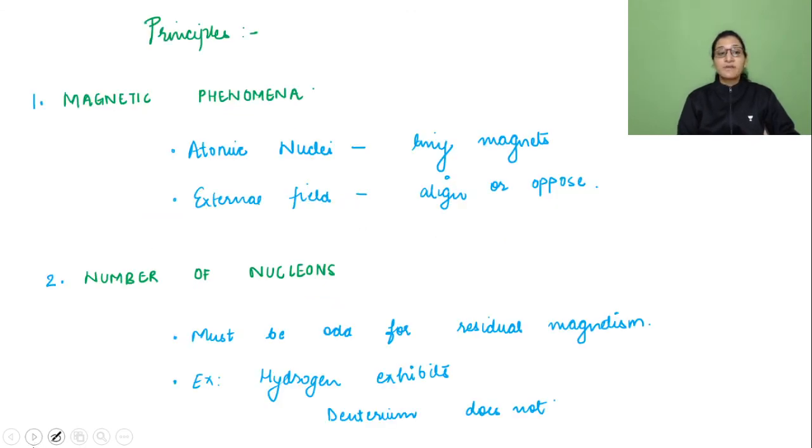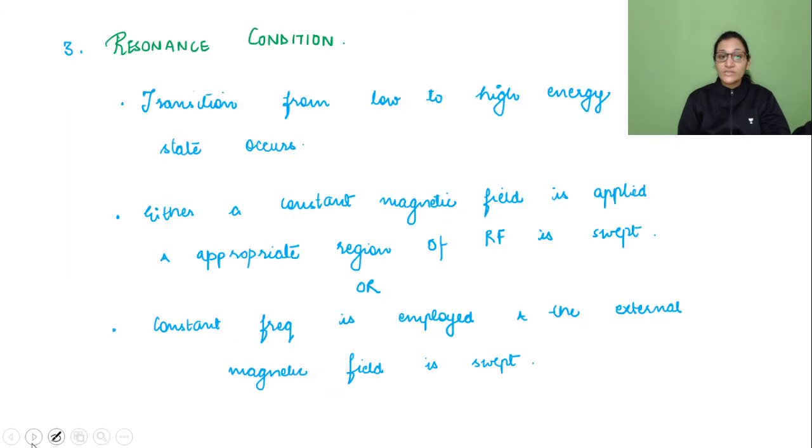Then in principle, we have seen the magnetic phenomena. One is the inherent magnetism of a molecule, and one is the external field. The number of nucleons, how many nucleons can be made. Then resonance condition, either a constant magnetic field and variable radio frequency or a constant frequency and variable external field can be used.